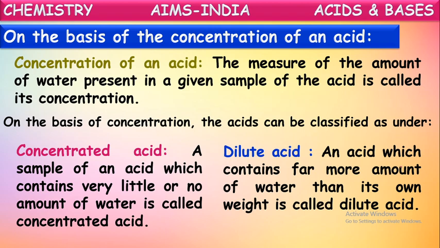If we take another example, 1 liter of acid in which the quantity of acid is 200 ml and the remaining 800 ml is water, then what is it called? Dilute acid, because there the quantity of water is very much larger than the quantity of acid. So that is called dilute acid. In this way, based upon the amount of water present, acids are classified into two types: concentrated acids and dilute acids.